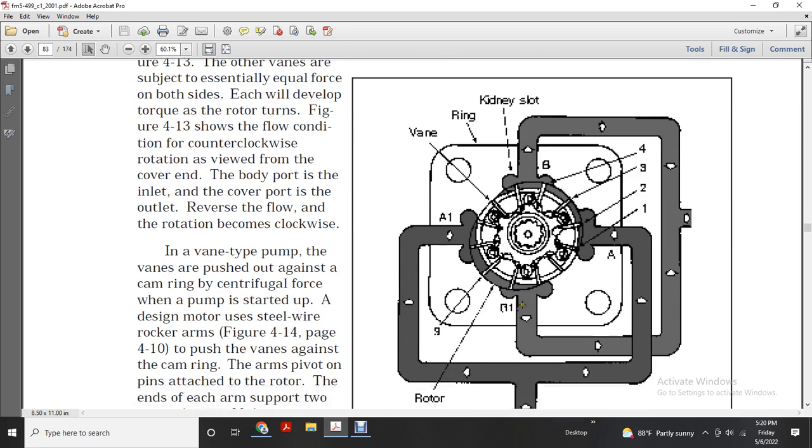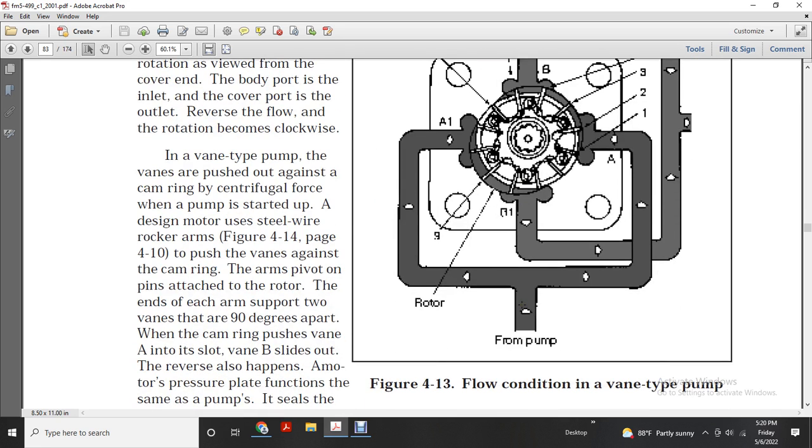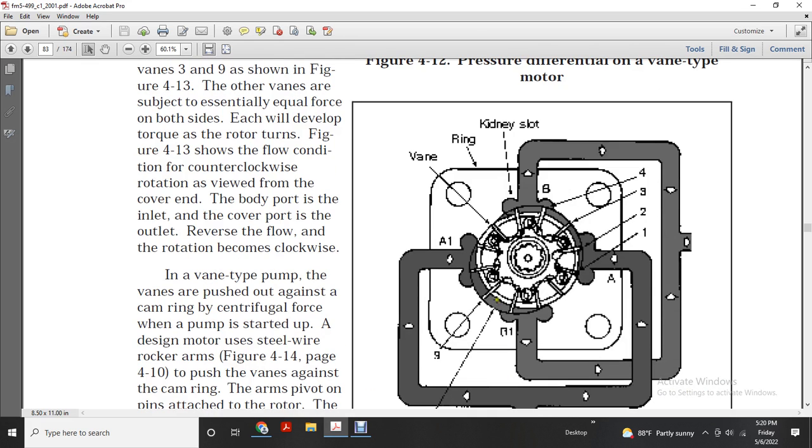creates torque. Figure 413 shows flow condition from the pump to the rotor to vane, ring, and kidney slot. And then it shows 1, 2, 3, 4.